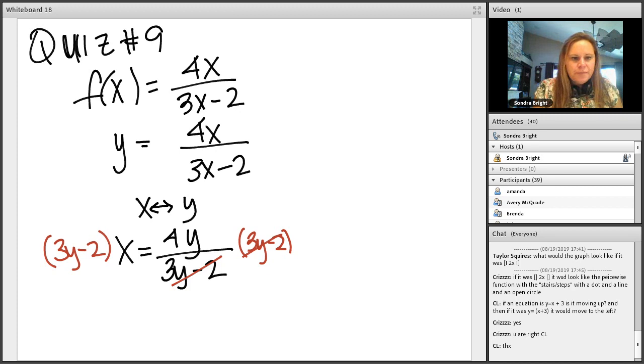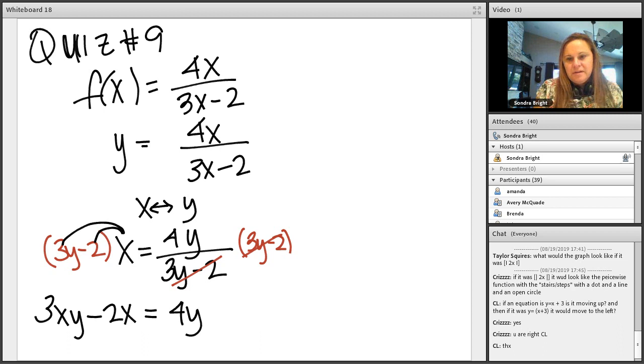And you're going to distribute the x into both of these two so that you get 3xy minus 2x equals 4y. And then you're like, but Mrs. Bright, now we have two y's and they're on two sides of the equal sign. Yeah, but we can fix that because I can subtract the 4y from both sides, and I can add the 2x to both sides.